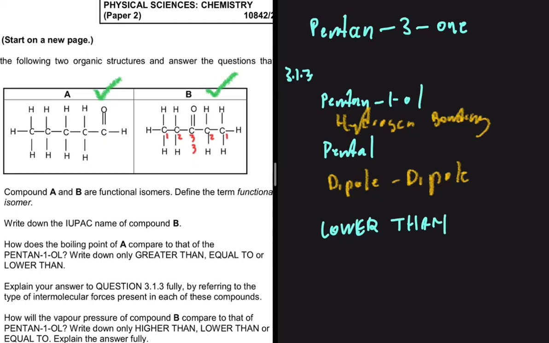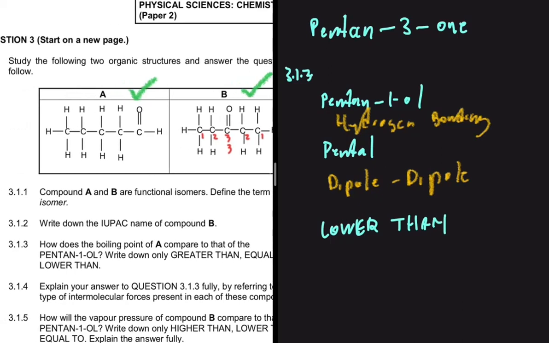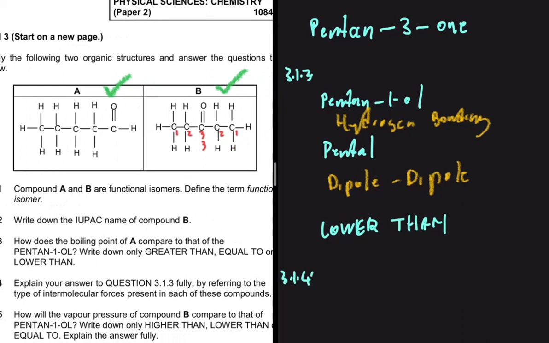Let me explain why that is the case in 3.1.4. The intermolecular forces in pentan-1-ol, which happens to be hydrogen bonding, are stronger than the intermolecular forces in pentanal, which is dipole. And you know that if you have stronger intermolecular forces, then more energy is required to overcome those intermolecular forces in that compound. And as a consequence, the alcohol, pentan-1-ol, will have a higher boiling point. That is the answer to 3.1.4.